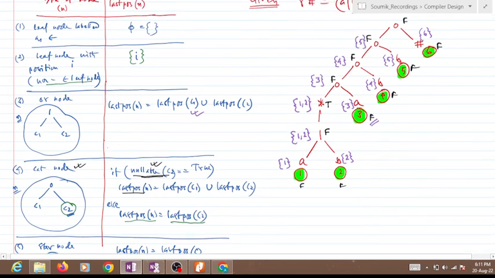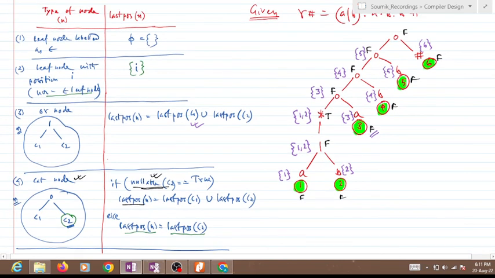Now consider the root node, that is this one. Here the nullable of the right child is false, so the lastpos of this node will be 6. So this is the way by which we can calculate the lastpos of all the nodes.